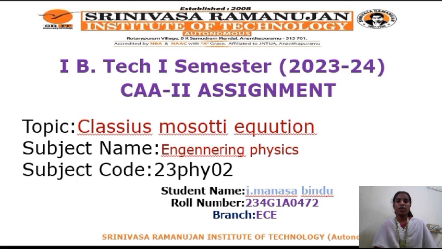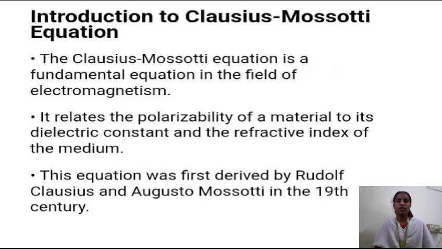I am explaining my subject, engineering physics. The subtopic is the Clausius-Mossotti equation. Introduction to the Clausius-Mossotti equation. The Clausius-Mossotti equation is a fundamental equation in the field of electromagnetism. It relates the polarizability of a material to its dielectric constant and the refractive index of the medium. This equation was first derived by Rudolf Clausius and Ottaviano Mossotti in the 19th century.